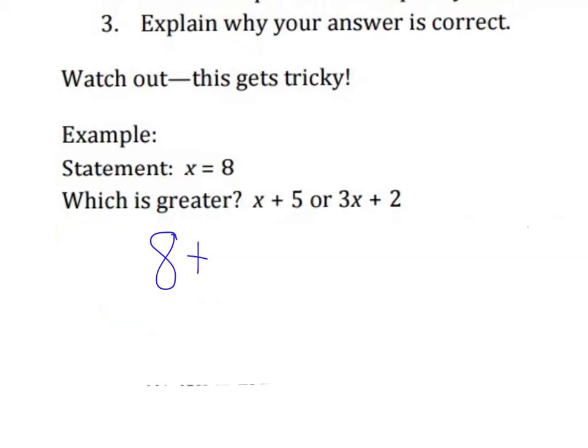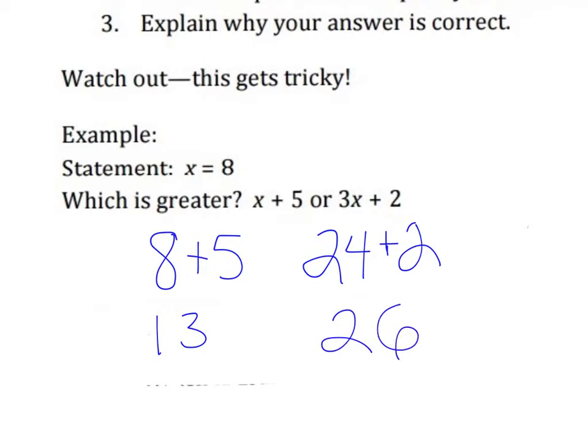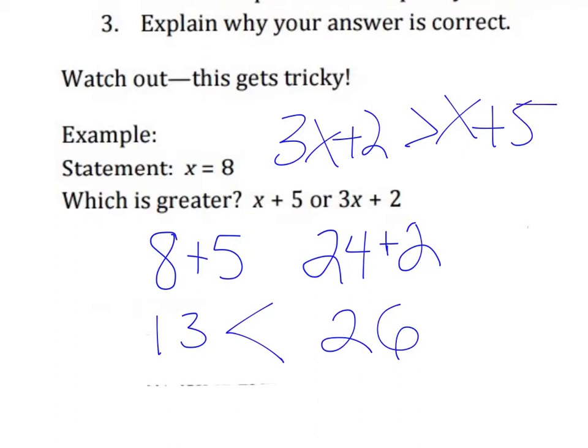8 plus 5, and then we're going to compare that with 24 plus 2. Where did 24 come from? Of course, it's because 8 times 3, right? We have our 8 here for the x and our times 3. Okay, so what do they give us? We have 13 compared with 26. So who's greater? Yeah, we can know that 26 is definitely greater, so that would tell us to come back up here and say that 3x plus 2 is greater than x plus 5. Awesome.